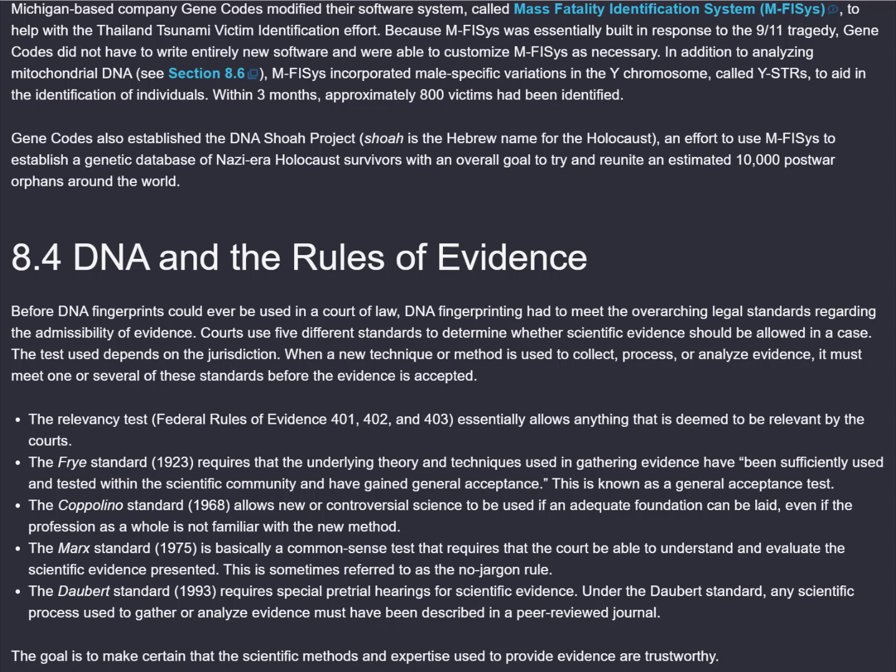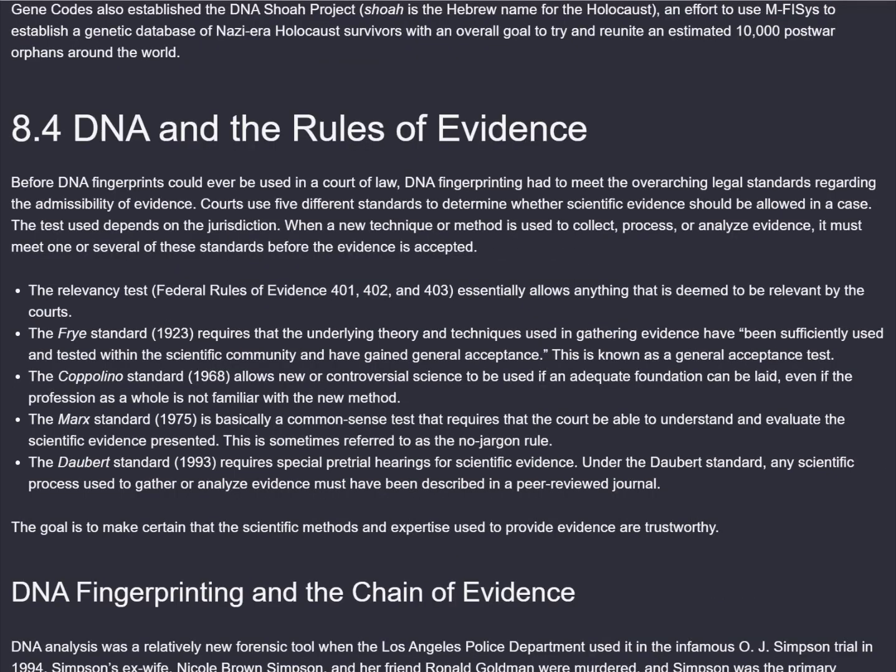In addition to analyzing mitochondrial DNA, see Section 8.6, MFISys incorporated male-specific variations in the Y chromosome, called YSTRs, to aid in the identification of individuals. Within 3 months, approximately 800 victims had been identified.